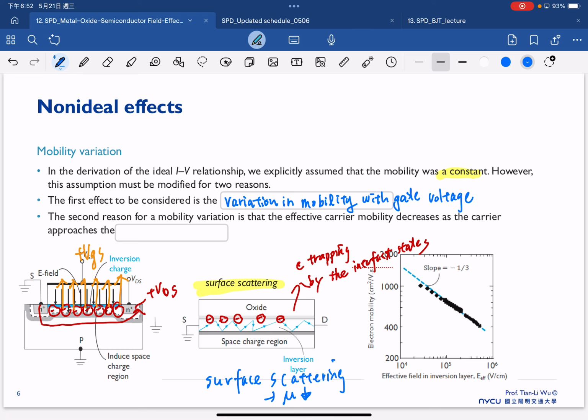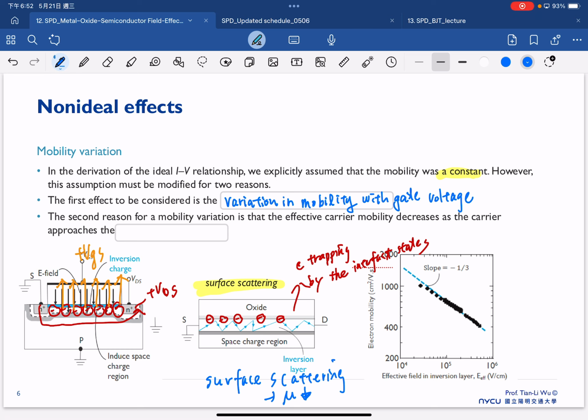Anyhow, surface scattering is always one of the big challenges, no matter what kind of semiconductor technology, always suffering from surface scattering. That's why our transistor mobility is not as high as we expect. It's always much lower, and most of the reason is due to surface scattering issues.